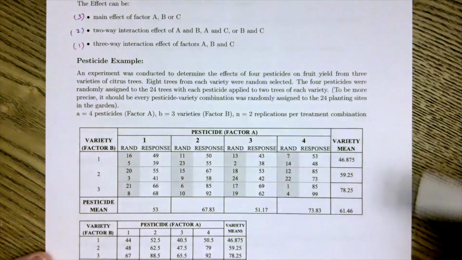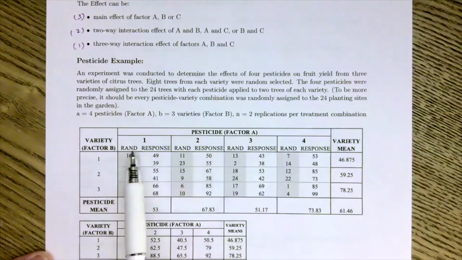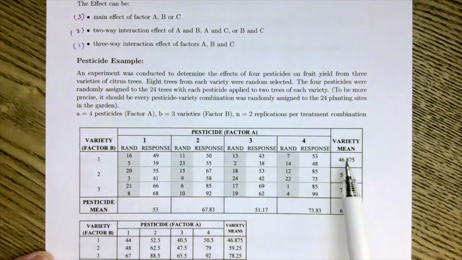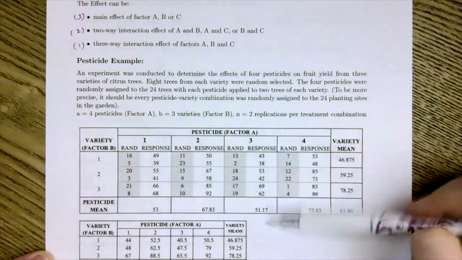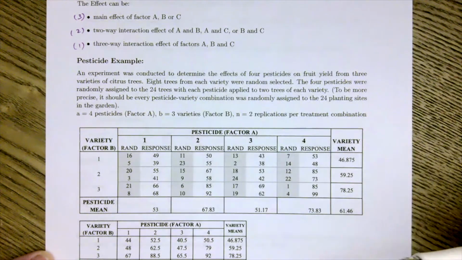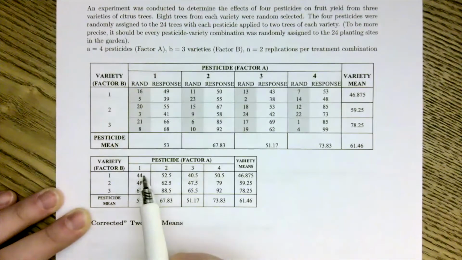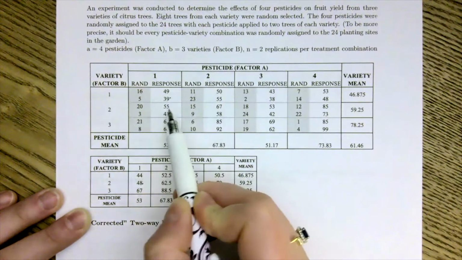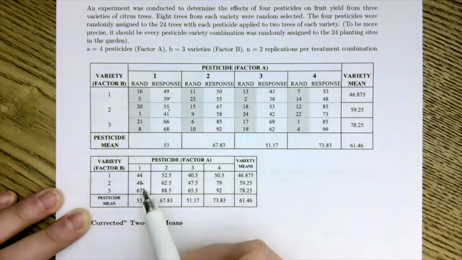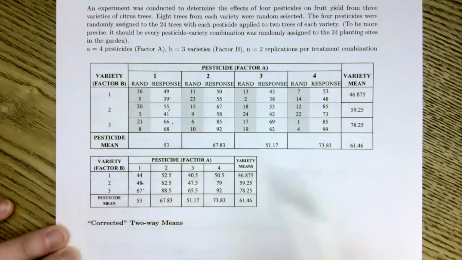Here's our data table from lesson 7A. Now what we have is we're taking the means. We have our variety mean, so averaging our response here. We have our pesticide treatment means, so we're averaging down. Also, in this table, we have our cell mean. So this 44 is coming from the average of these two. This 48 is coming from the average of here. And this 67 is the average from here.